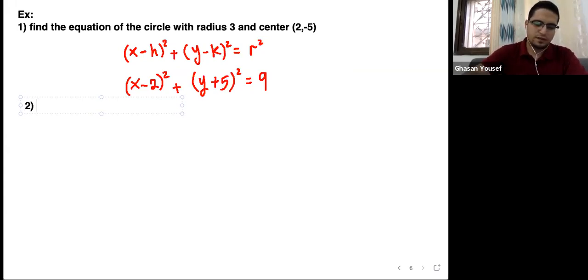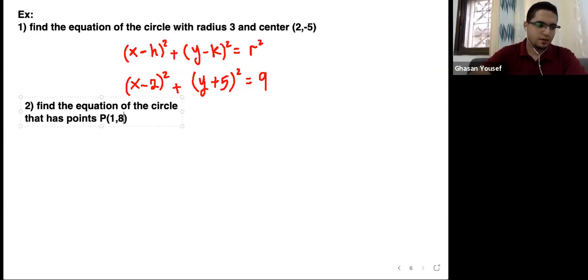Now the second part is: find the equation of the circle that has points P(1, 8) and Q(5, -6) as the endpoints of a diameter.